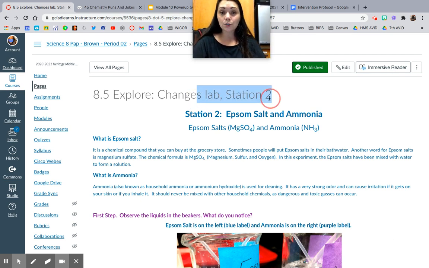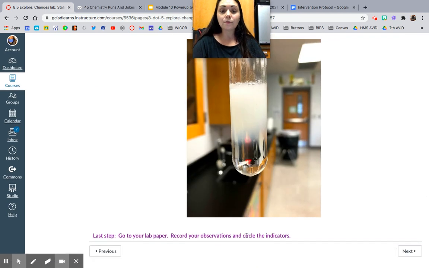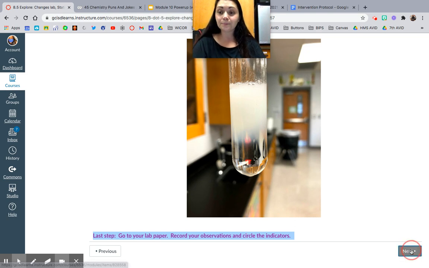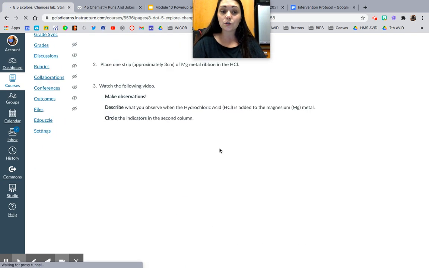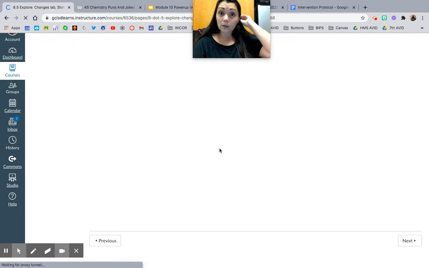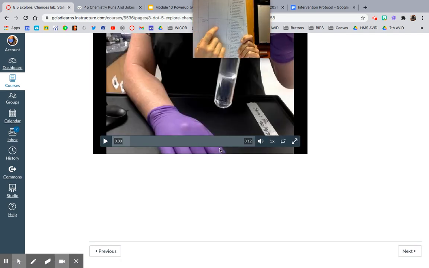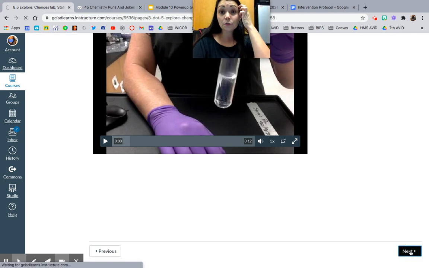So explore station 2, and it has the title right there to keep you on track. This one's just pictures. And then for each one, you should be taking observations and recording, circling those indicators. And then station 3, and it always has the station number up top, and it has the title. So this one's station 3, and this is the hydrochloric acid test tube 1. So you'll watch these. There's a couple videos for y'all, and then same thing. You'll be doing that right here, HCl and magnesium. Record your qualitative, quantitative observations, and then you're going to circle your indicator numbers. And then last but not least, station 4.